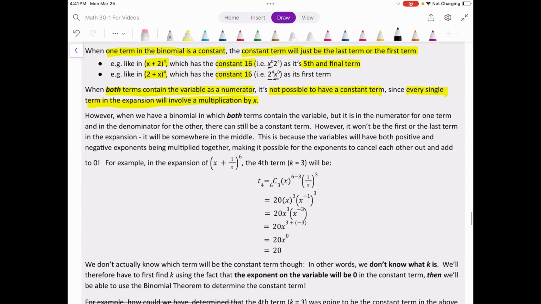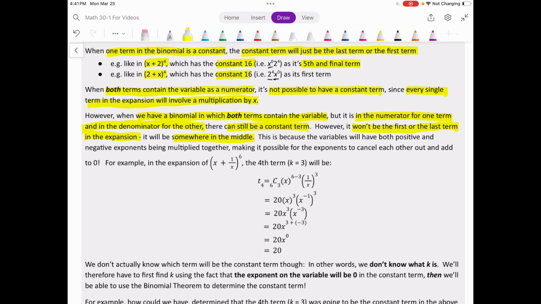However, when we have a binomial in which both terms contain the variable, but it's in the numerator for one term and in the denominator for the other, there can still be a constant term, right? Because think about that. If you're multiplying this x by this 1 over x as you FOIL it all out, at a certain point, it's possible that the x times 1 over x just perfectly cancels each other out, and you end up with just a number, okay?